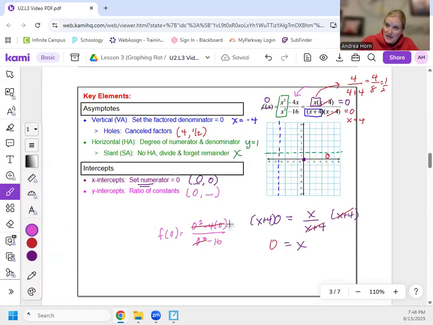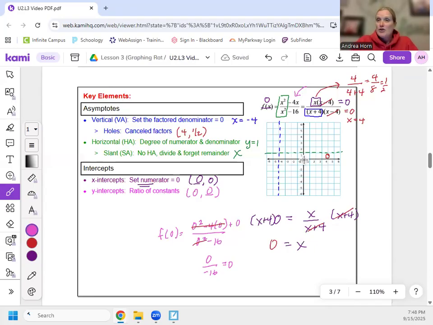Now, you say constants, everything dropped out on the top, right? So on the top, I end up with 0. On the bottom, I end up with negative 16, so I get 0. So my y-intercept in this case is also (0, 0), which doesn't surprise us, right?